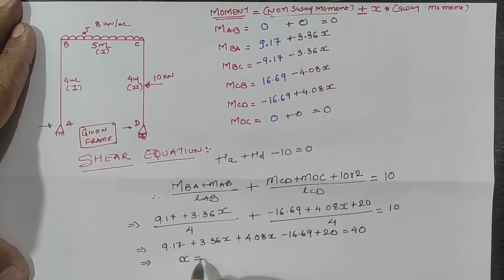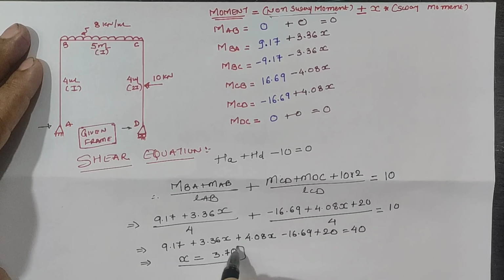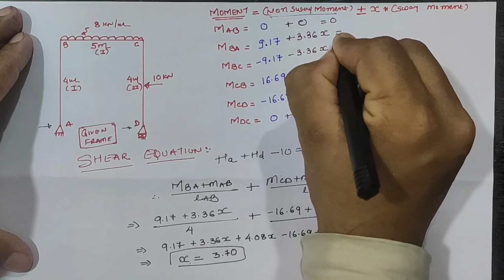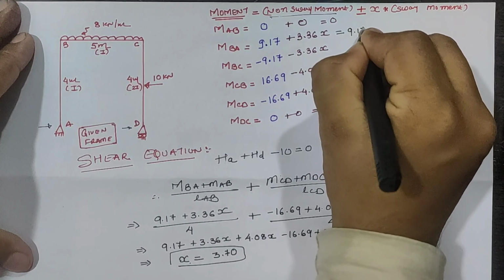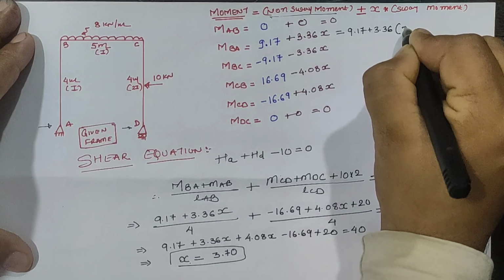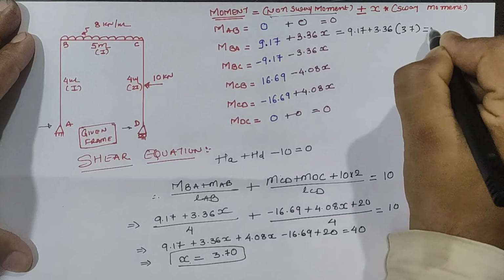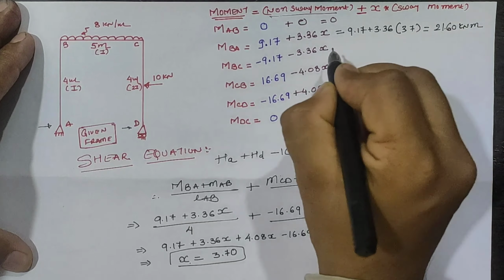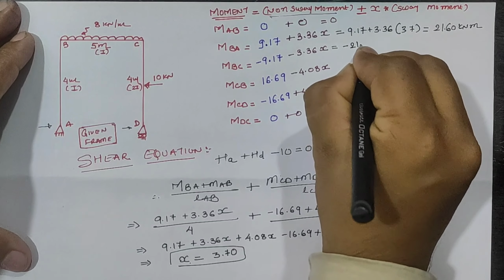x is equal to 3.70. Now let us put the value of x in the above equation. We have the total value for moment BA equal to 9.17 plus 3.36 into 3.7, which is equal to 21.60 kilonewton meter. Similarly, for all the values, our answer is as shown.